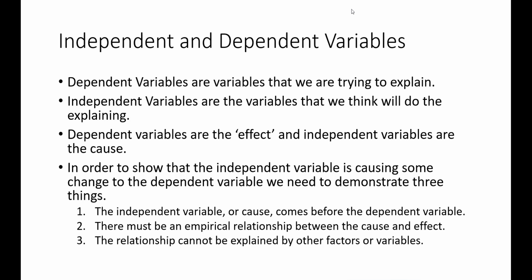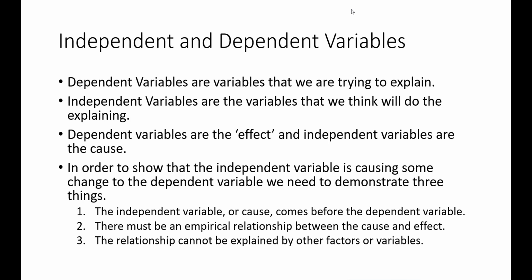So let's go back to our educational attainment example and its effect on income. We hypothesized that increased levels of educational attainment will cause an increase in income. In this case, educational attainment is our independent variable because we are arguing that it will cause some sort of change to our dependent variable, income. So we have our independent and dependent variable. Our next step would be to show that yes, indeed, when we have someone with more years of education, that does cause their income to go up.